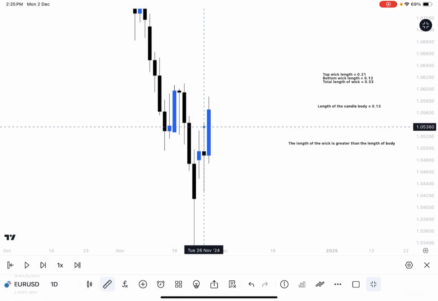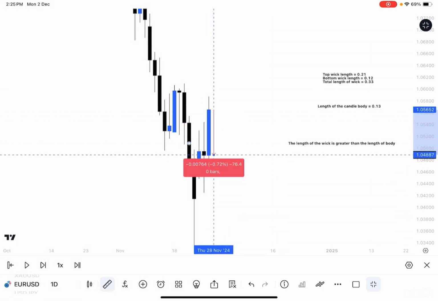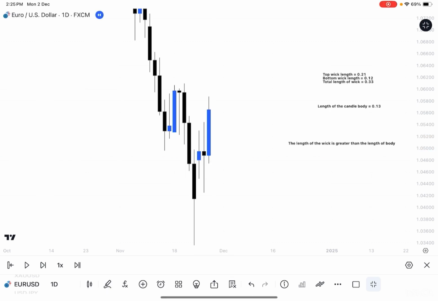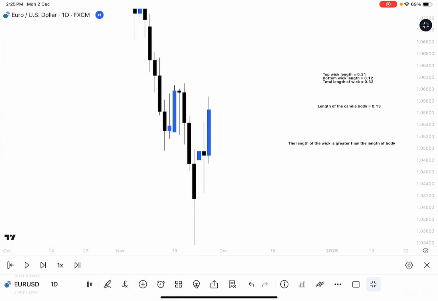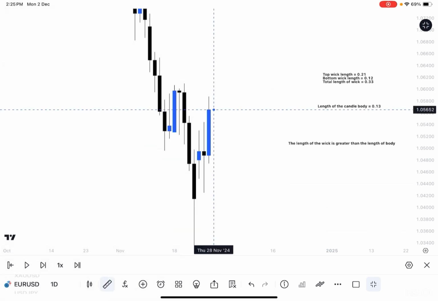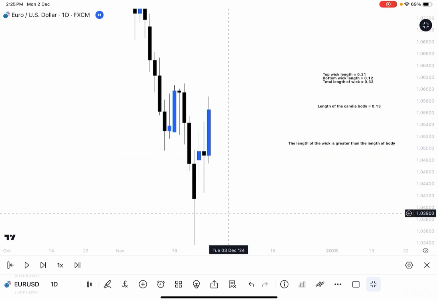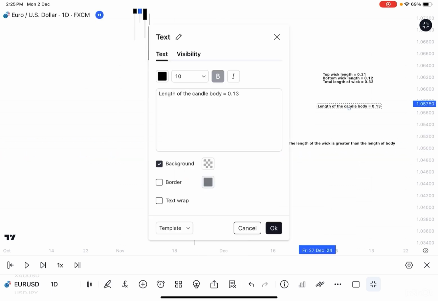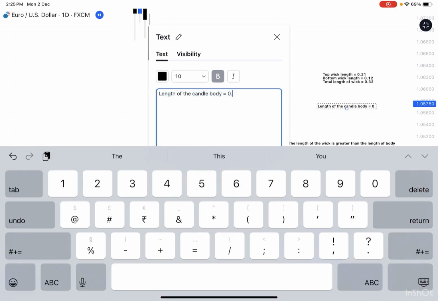So now let's measure the length of the body of the same candle. By measuring, we got the length of the body is 0.74. The length of the body of this candle is 0.74.